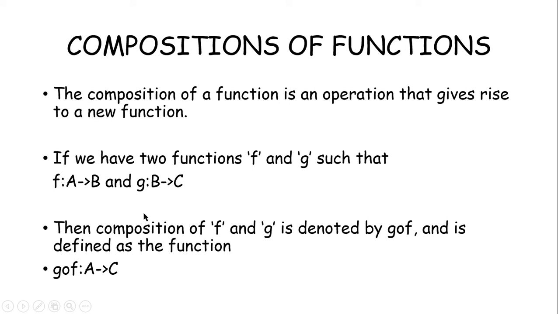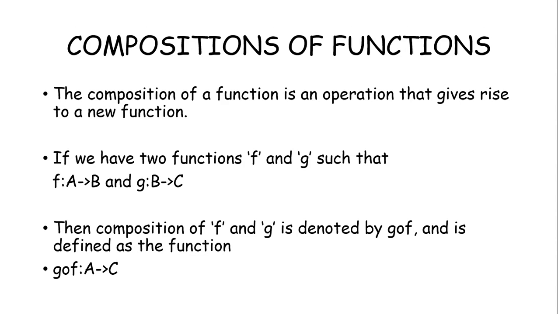Alright, so how do you denote the composition of f and g? The composition of the functions f and g is denoted by g of f, written as g∘f, and it is read as g of f. This g of f gives rise to a new function. If I call this g of f as h, then I can say that h is a function that goes from set A into set C.